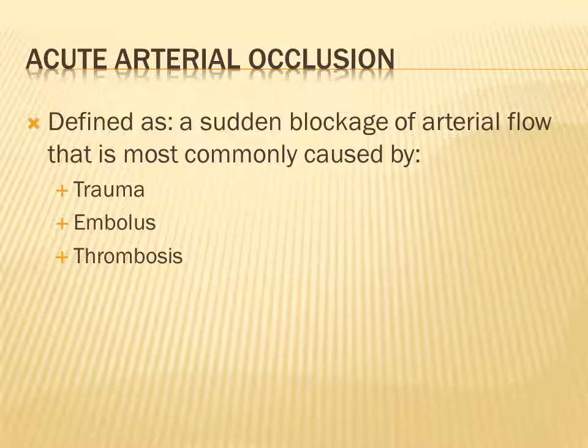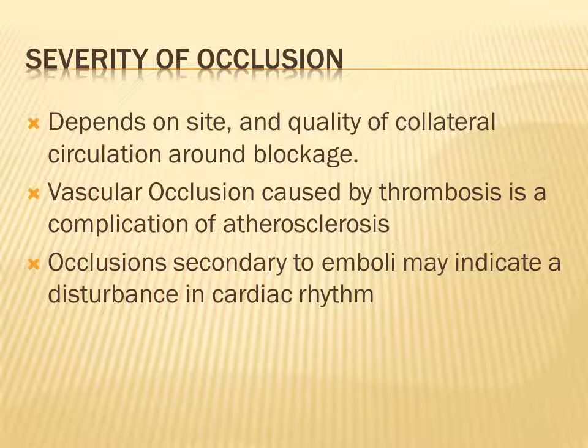Next, we're going on to acute arterial occlusions. That is a sudden blockage of arterial flow. It's usually caused by trauma, emboli, or thrombosis. The severity depends on the location and the amount of collateral circulation around the blockage. So collateral circulation is circulation that the body has created as this occlusion has been forming.